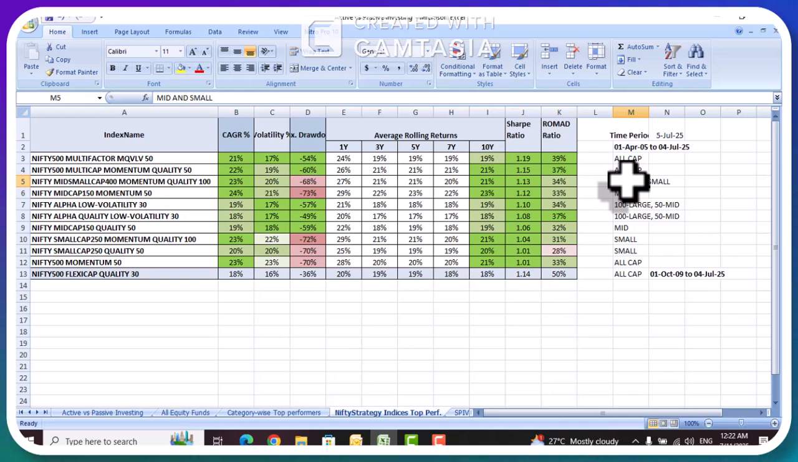All right. And mind you, these CAGRs or rolling returns, which are 10-year rolling returns, are for a more than 20-year period. These volatility numbers, maximum drawdowns, Sharpe ratio, and Roma numbers are also for a more than 20-year period, which covers the global financial crisis as well. So the track record is that they have sustained for the last 20 years or so.